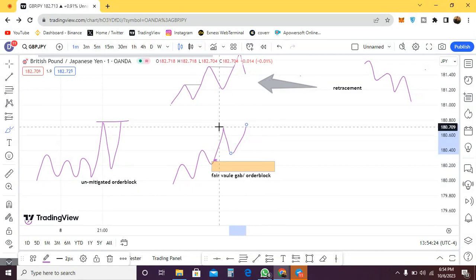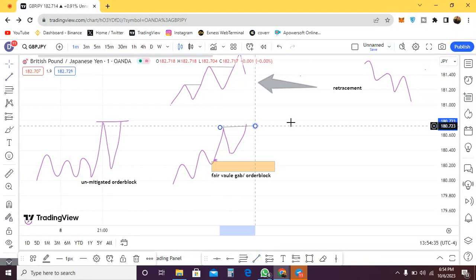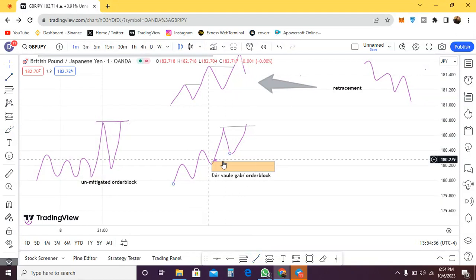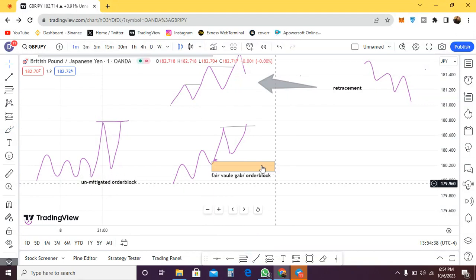And your take profit point, you don't have to be greedy with this. Your take profit point will always be at the top at this point over here. So for retracement, we'll be looking at fair value gap and order block as well.